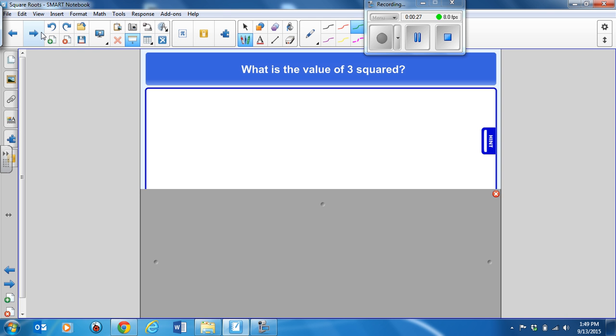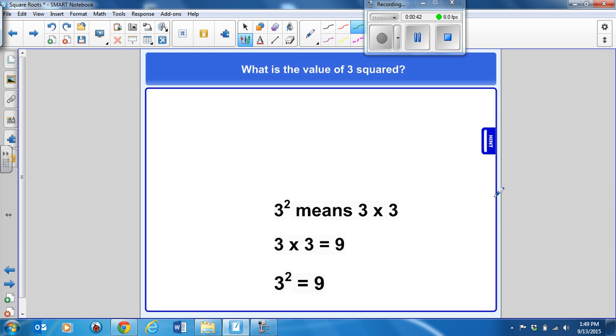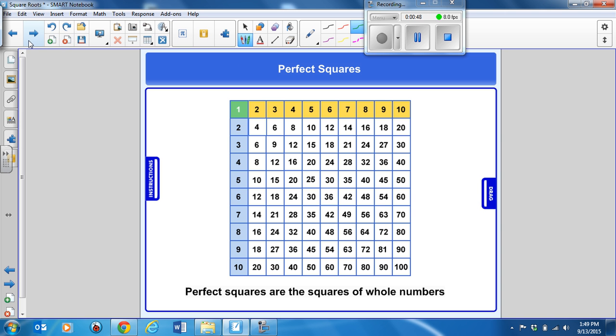So the first thing I want to talk about is what is the value of 3 squared? We learned that during our last lesson. So what is 3 squared? That is 3 with the exponent of 2. So that means we have 3 times 3. So if you came up with 9, that is correct. So 3 squared means 3 times 3, which is 9, or 3 squared equals 9.